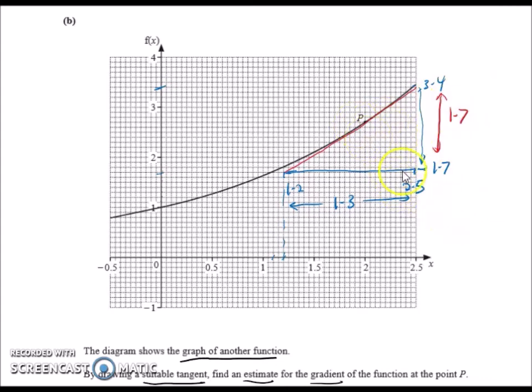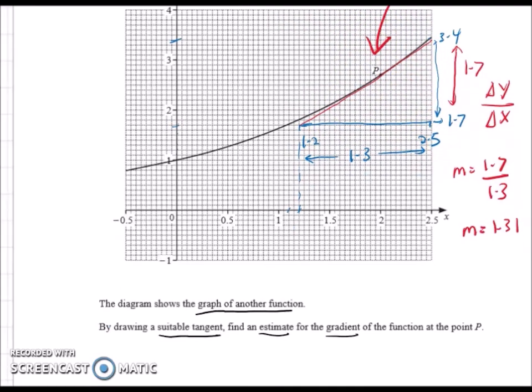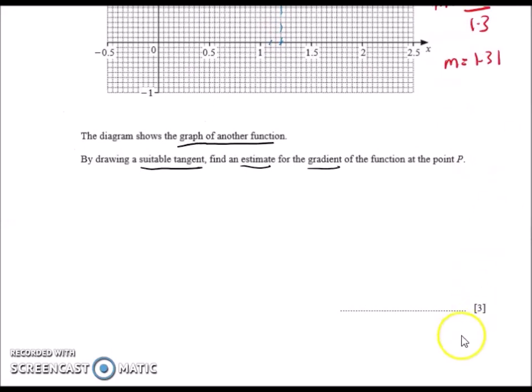So the gradient here will be the change in y divided by the change in x. So the gradient here will be y, which is 1.7, divided by 1.3. So you'll be getting 1.31. Okay, so these are the workings, and you have to show this on the graph. Please don't forget, and you'll be getting about 3 marks for this question. Okay, we move on with the next.